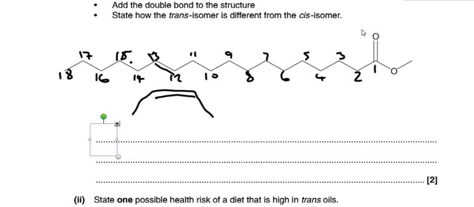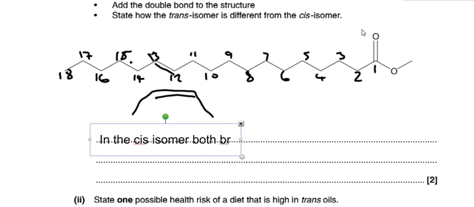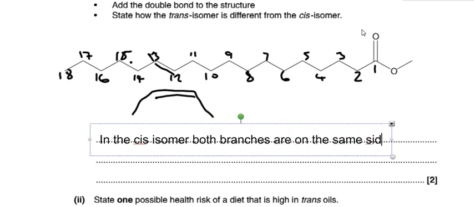And so we've got something like: in the cis isomer, both branches are on the same side. So you've got written in words now what you've shown in the diagram. In the cis isomer, both branches are on the same side.